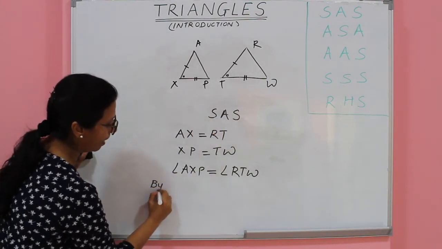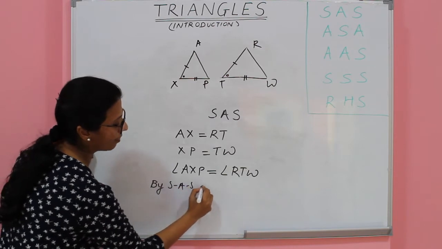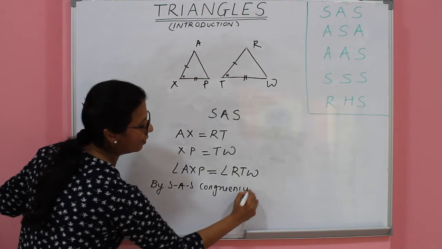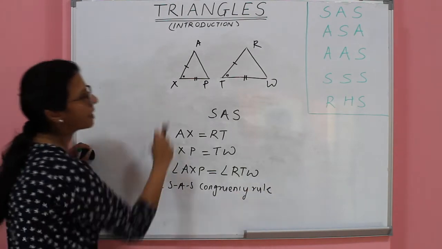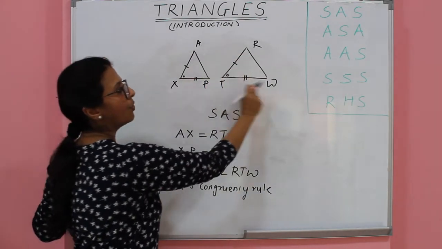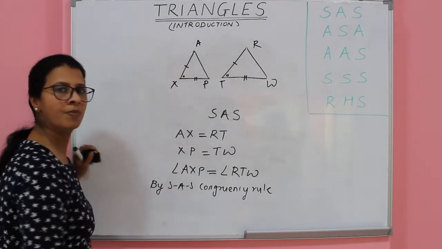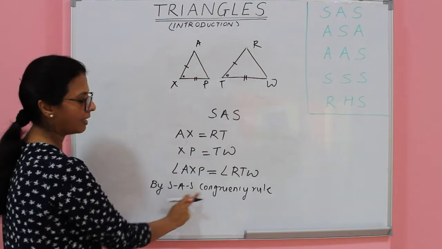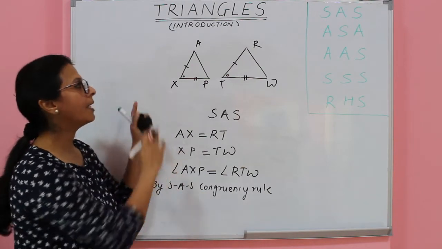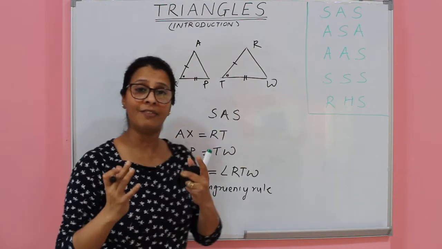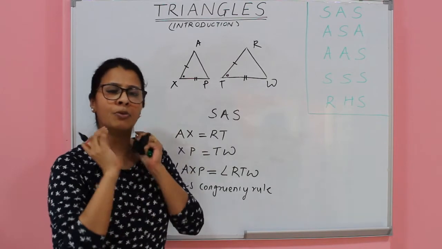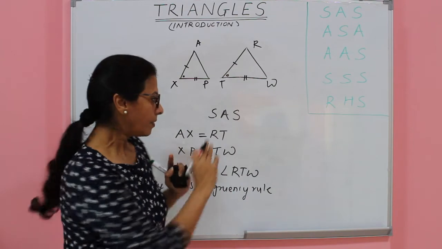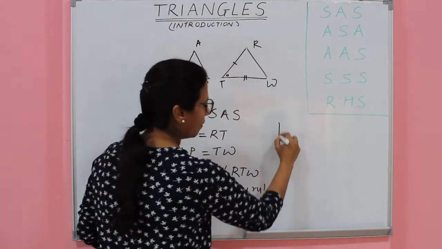When these three are given, I can say it is an SAS congruency. By SAS congruency, the two triangles congruency rule, my triangle AXP is congruent to triangle RTW. So two sides and the angle should be included in it. Then I will say that they two are congruent. Now when I am saying congruent, there is a particular way in which we are going to write the congruency. You should be very particular in how you are going to write the congruency terms. How you write it is going to explain the whole concept.